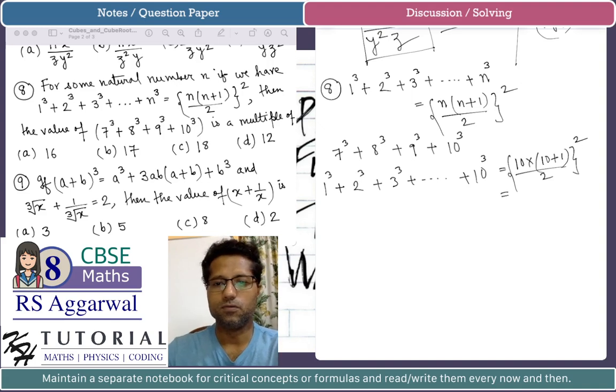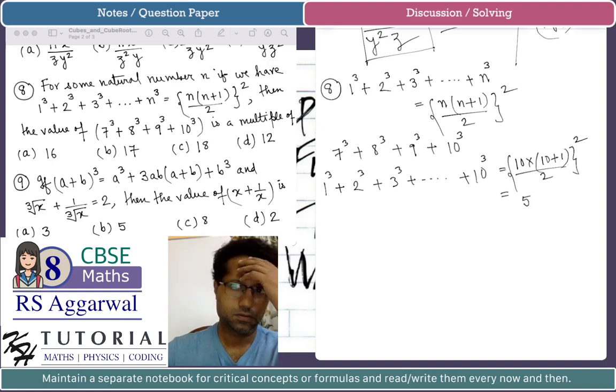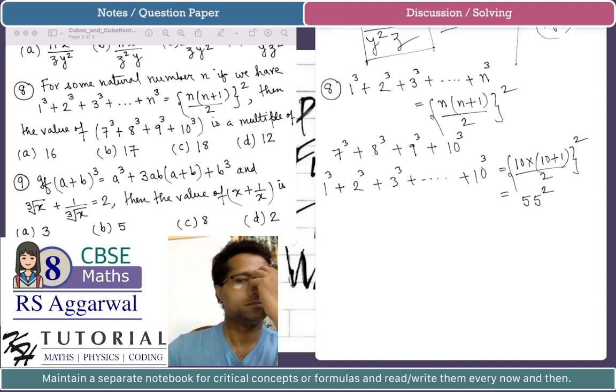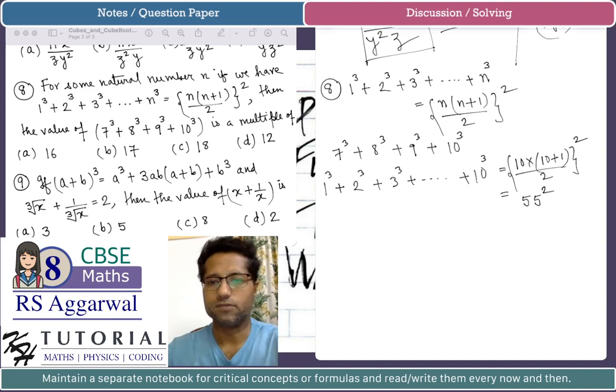This is equal to 5 times 11, which is 55 square. Okay. Now we have to find the value of this.